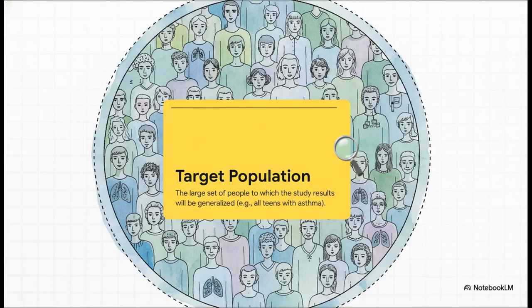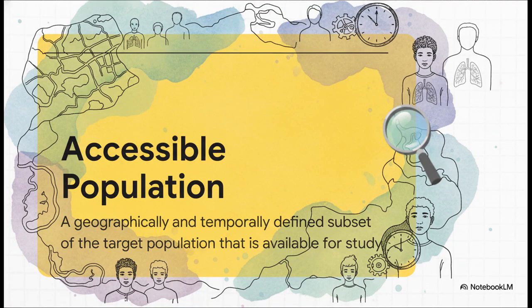You see, every study starts with this big picture group in mind. We call this the target population. It's the complete group of people that a researcher hopes their findings will eventually apply to. It's a concept, really, defined by things like clinical traits or demographics, something like all teenagers with asthma. But of course, you can't study all teenagers with asthma everywhere all at once. It's just not possible. So that big idea has to meet reality.